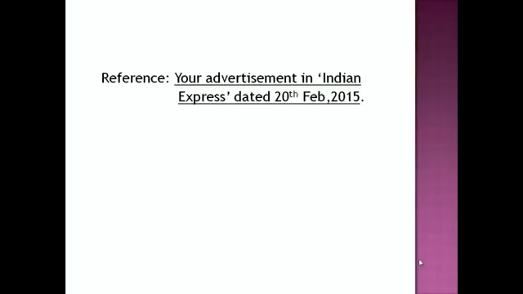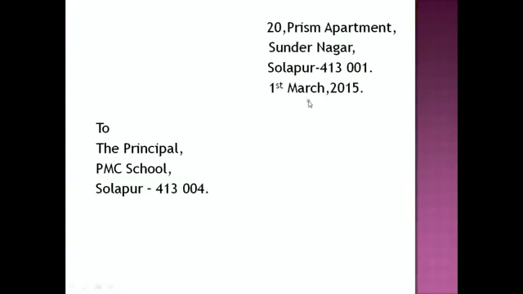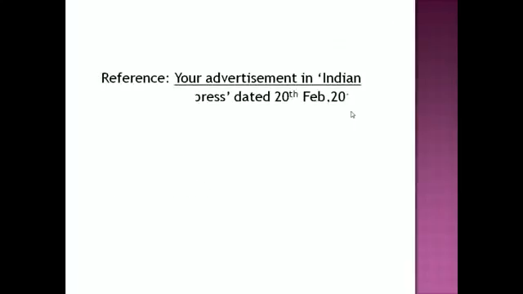Now you have seen here I have written the name of a paper. If it is not mentioned in the question, you need to write the name of any paper that is circulated all over, and the date should be before the date of the letter. Like today you're writing the letter, that's on 1st March, so probably you would have seen the advertisement on 20th Feb or a few days before you're writing the letter.